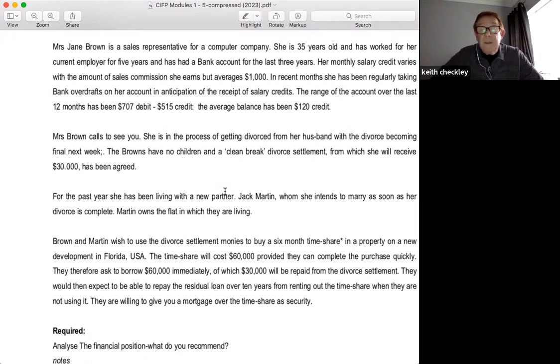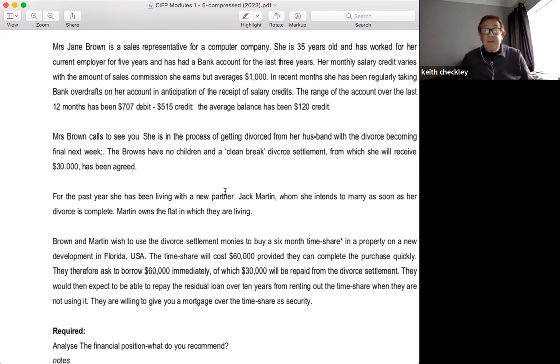Mrs. Brown calls to see her. She's in the process of getting divorced from her husband, and the divorce becomes final next week. The Browns have no children, and the clean break divorce settlement has been agreed, from which she will receive $30,000. For the past year, she's been living with a new partner, Jack Martin, who she intends to marry as soon as her divorce is complete. Martin owns the flat in which they're living. Brown and Martin wish to use the divorce settlement monies to buy a 6-month timeshare in a property on a new development in Florida.